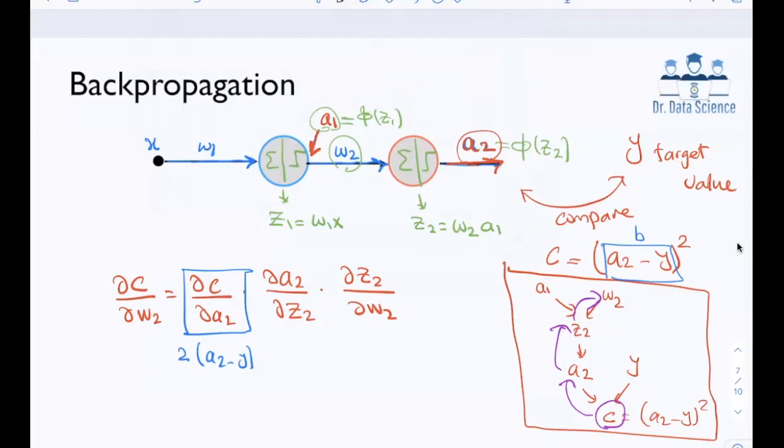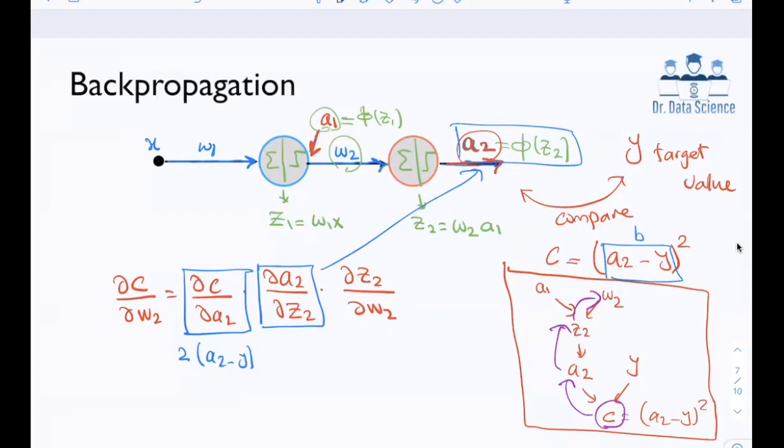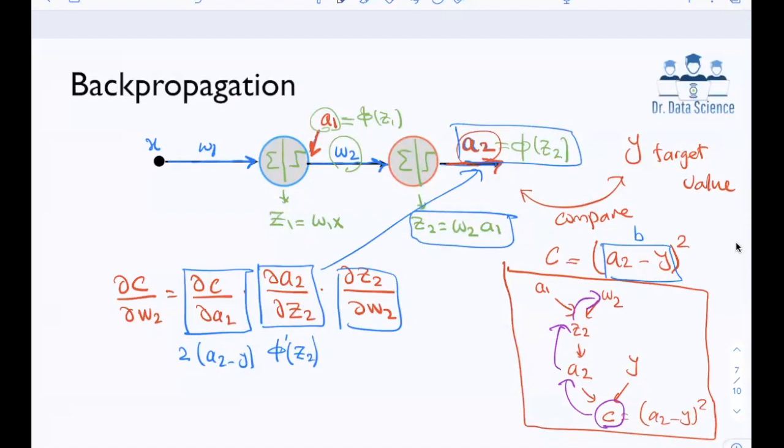And then the second part here is: what's the derivative of A2 with respect to Z2? We can use this equation here for that. That's simply the derivative of this function, phi, calculated at the point Z2. And for the last one, we use this equation that we have here, that the partial derivative of Z2 with respect to W2 is equal to A1.